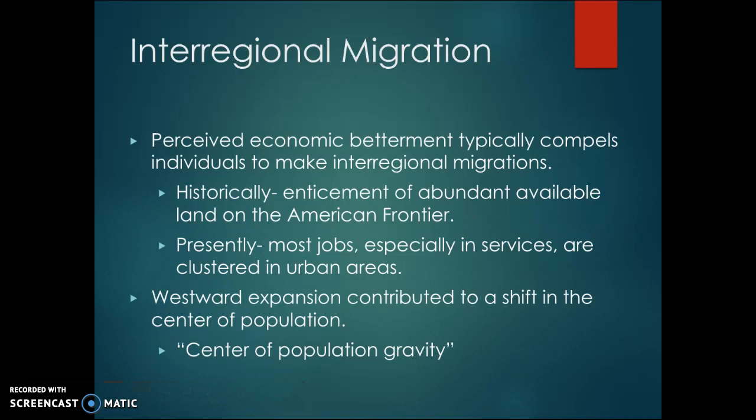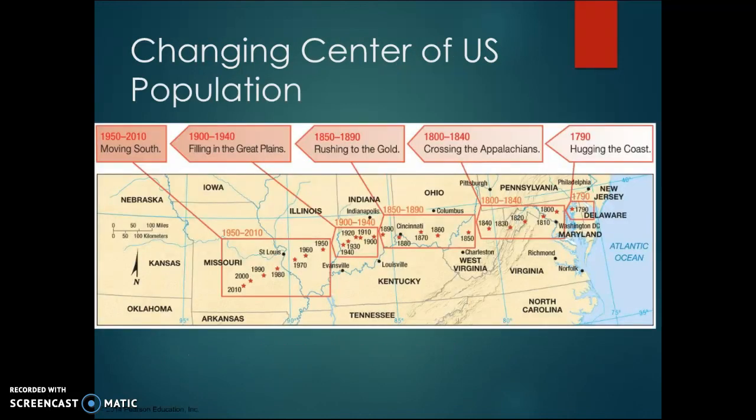That's why they go. Okay, but now presently, there's more jobs in urban areas. People are going to be moving from rural to urban. That's their drive to move interregionally. Westward expansion contributes to this thing we call center of population gravity. I'll get into this because it's a little bit difficult to understand.